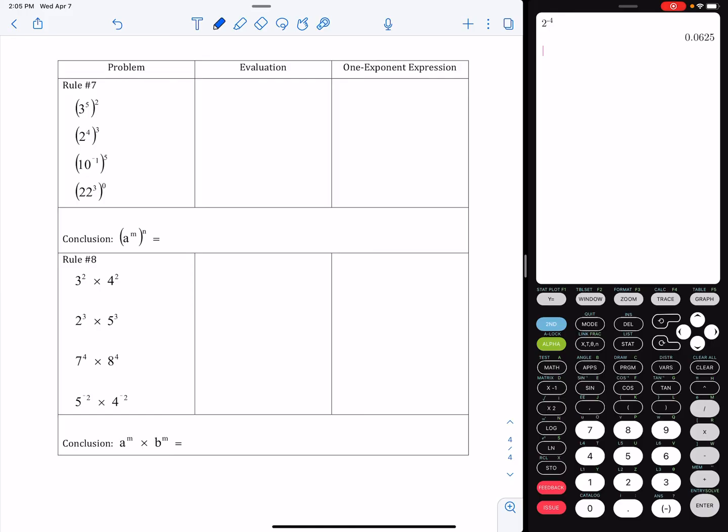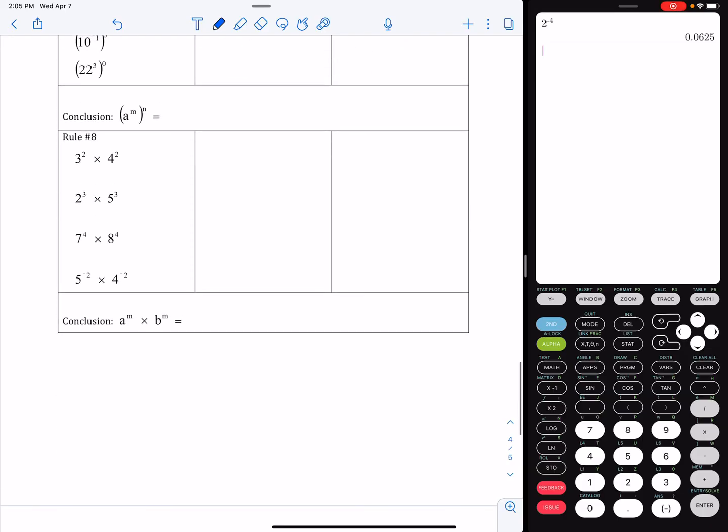And then what I want you to do is, again, write a 1 exponent expression. If I have that same base, what exponent would I put there to get the same answer there and there? Then do the same thing on rule number 8.